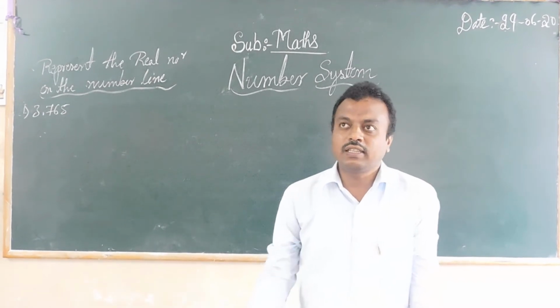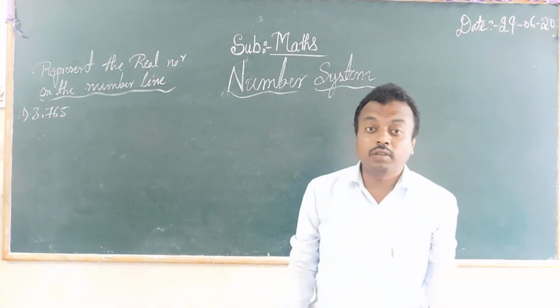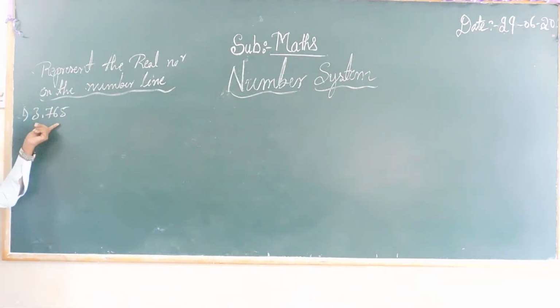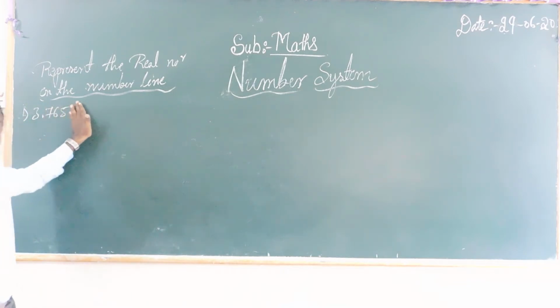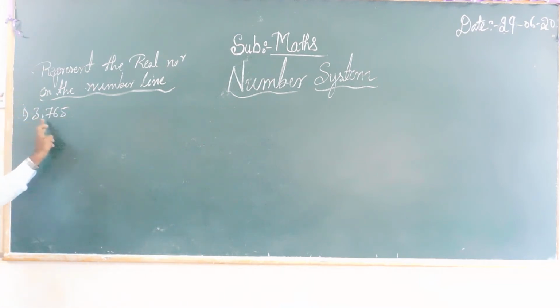Today we have to discuss how to represent a real number on the number line. Let us discuss 3.765, which is one of the real numbers. We have to represent it on a number line. We know that in the last classes we represented irrational numbers on a number line. Today we will discuss representing a real number on a number line. So let us take one example, 3.765.